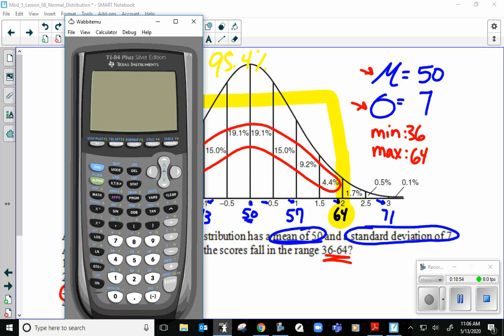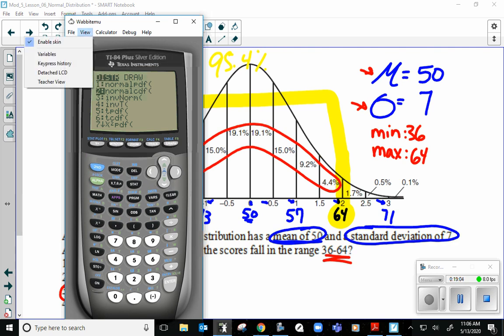Okay, so I'm going to turn this on. There you go. I go to second vars, because it says distribute in blue above that. And I want to pick normal CDF. Let me do this so you can see that.